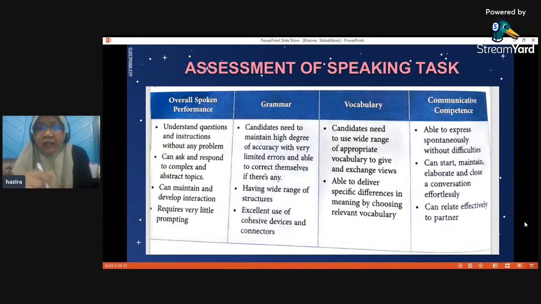So altogether, 6 times 4 equals 24 marks. For every sub skill there, 6 marks is the maximum marks that the teacher or the assessor can give to you.